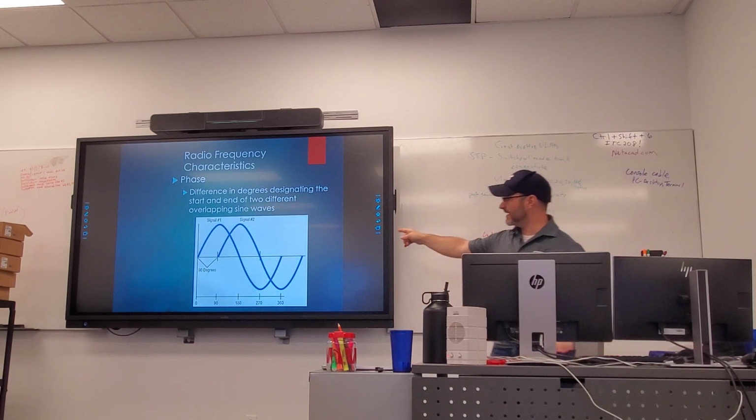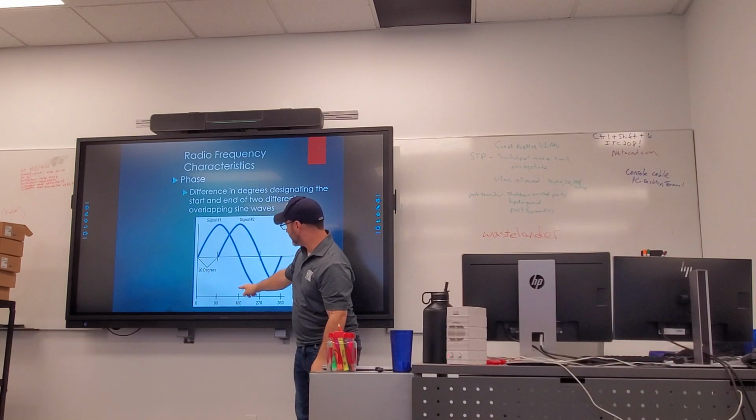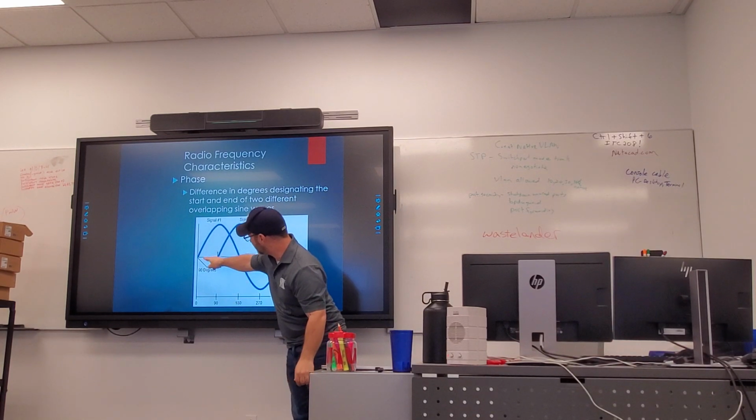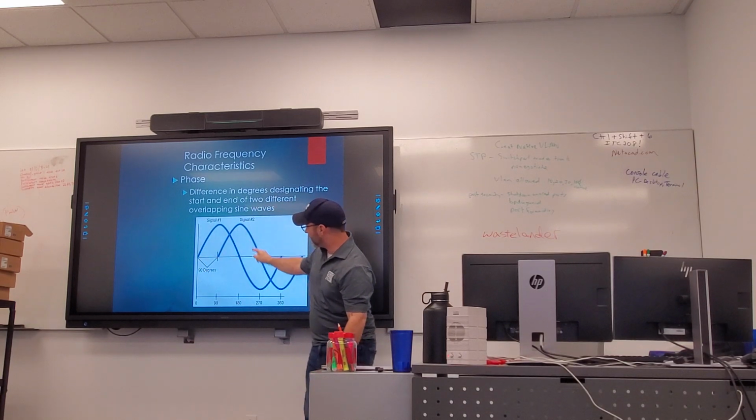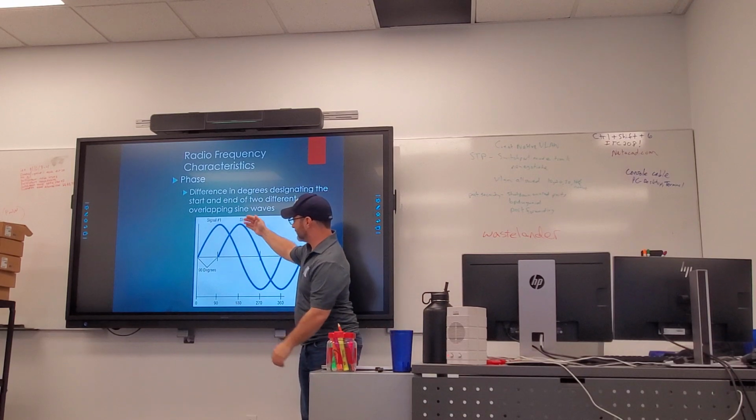So this is dictated in 360 degrees. Right here you can see this one here is about 90 degrees off phase. So the entire way around, this can be 90 degrees out of phase. What would happen if it was completely opposite of each other?